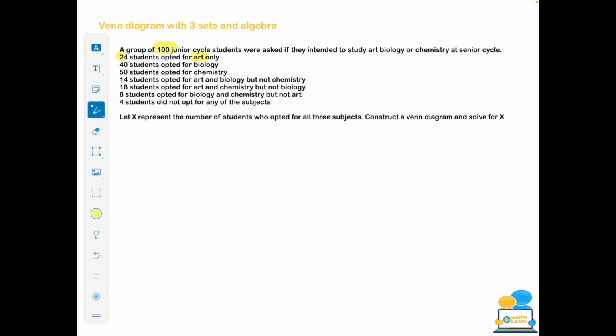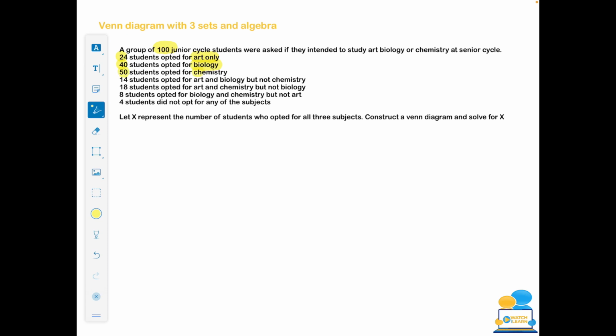24 students opted for art only. 40 students opted for biology. Now you'll notice the difference in phrasing there. There's a difference between opting for art only and opting for biology. Those 40 students that opted for biology, some of them may also have opted for chemistry as well. Okay, so we need to be careful of the phrasing.